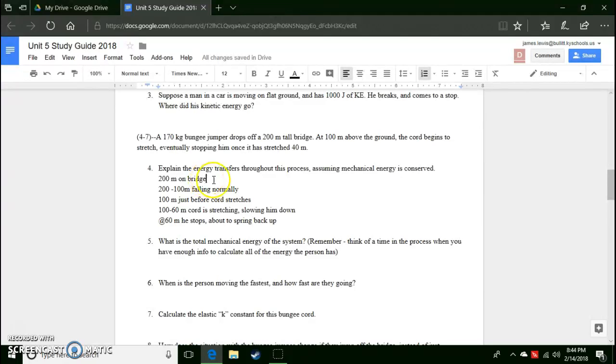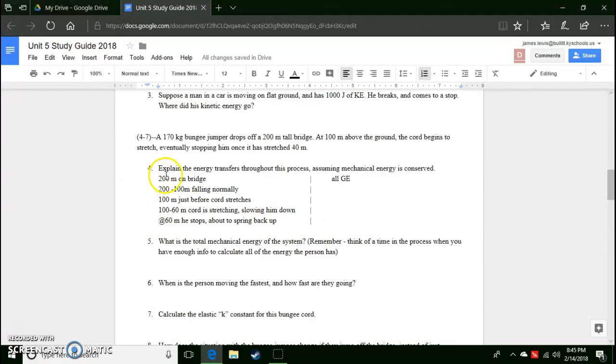So now let's talk about energy. I'm going to make a little line barrier. So what's going to be happening here? So let's consider all of our energies. At this point up here, when you're just standing on the bridge, you have all GE. You only have gravitational energy. You're just standing there, so there's no kinetic. The cord is not doing anything yet, so there's no elastic. And you're definitely up in the air, so you have gravitational.